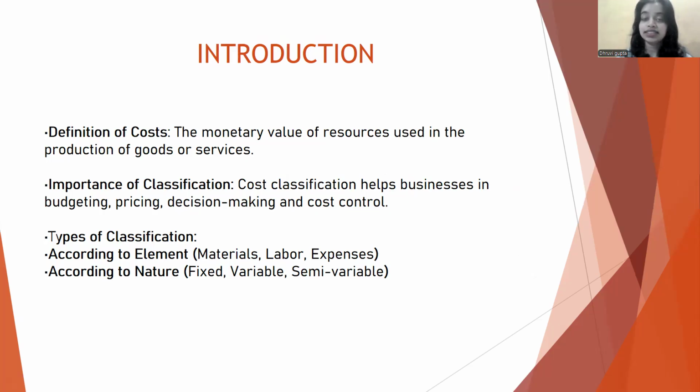So, it is necessary to classify cost. Classification of cost helps businesses in budgeting, pricing, decision making, and cost control. There are two types of classification of cost we are going to discuss today, and those are element and nature. According to element, the classification is material, labor, and expenses. And according to nature, it is fixed, variable, and semi variable.